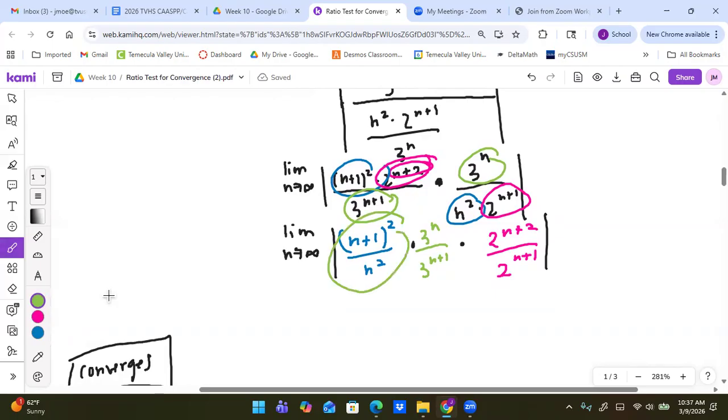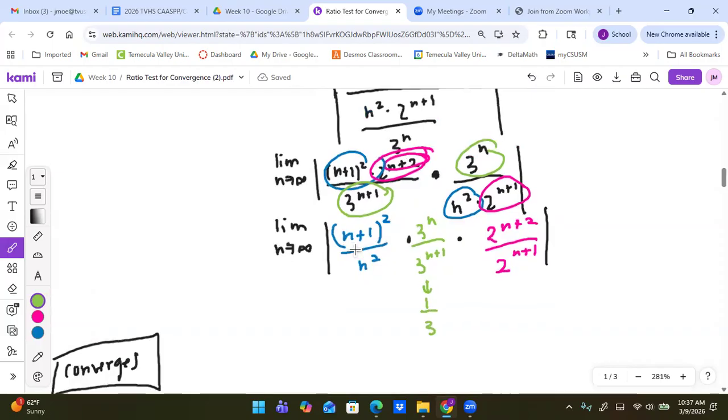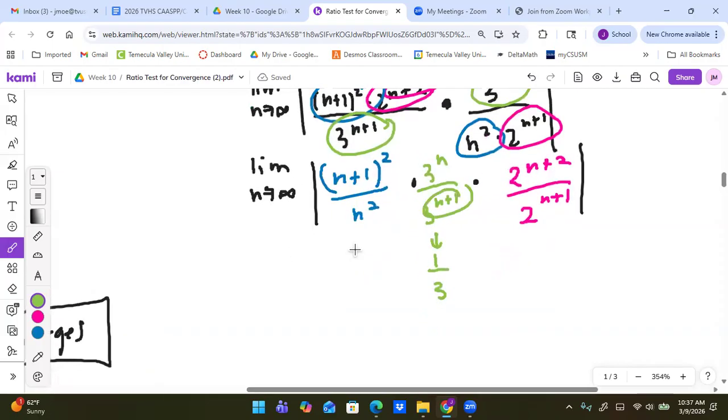Okay, this guy, first of all, doesn't simplify. (n plus 1) squared over n squared, that doesn't simplify. We're going to be doing the limit of that, actually, as n approaches infinity. So we'll leave that there for now. Let me simplify these guys first. 3 to the n plus 1. This guy simplifies to 1/3, because the n plus 1 on the bottom leaves a 3 on the bottom. And then this guy is going to simplify to just 2, because there's one more 2 in the numerator than the denominator.